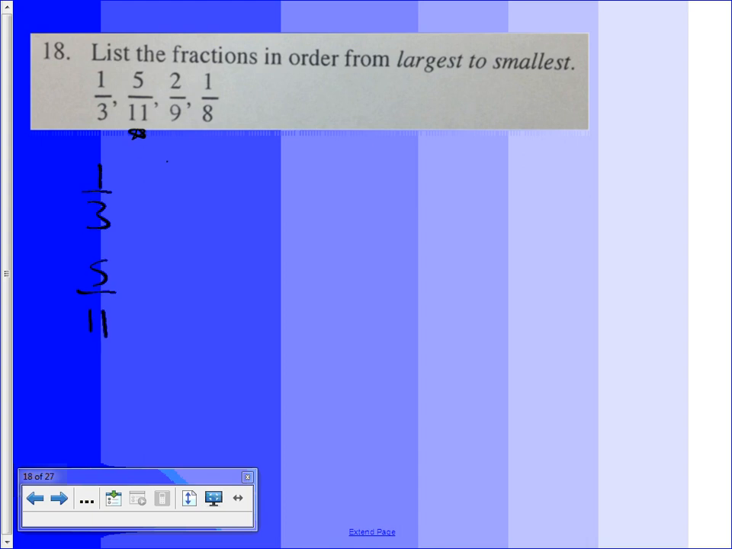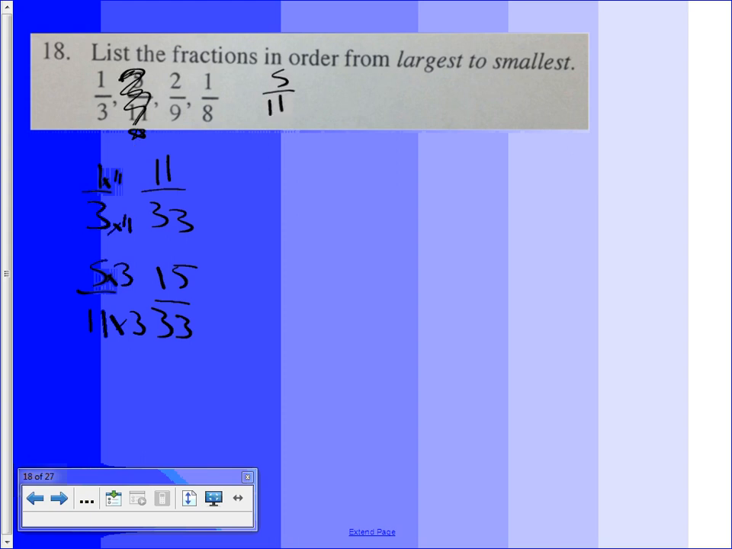Let's see which one's bigger. Find a common denominator. It's 33. 11 times 3 is 33, and 11 times 3 times 5 is 15. So right now we know 5/11 is my largest. 5/11, not sure why I put a comma there. I'll put it up higher. 5/11 is my big dog.